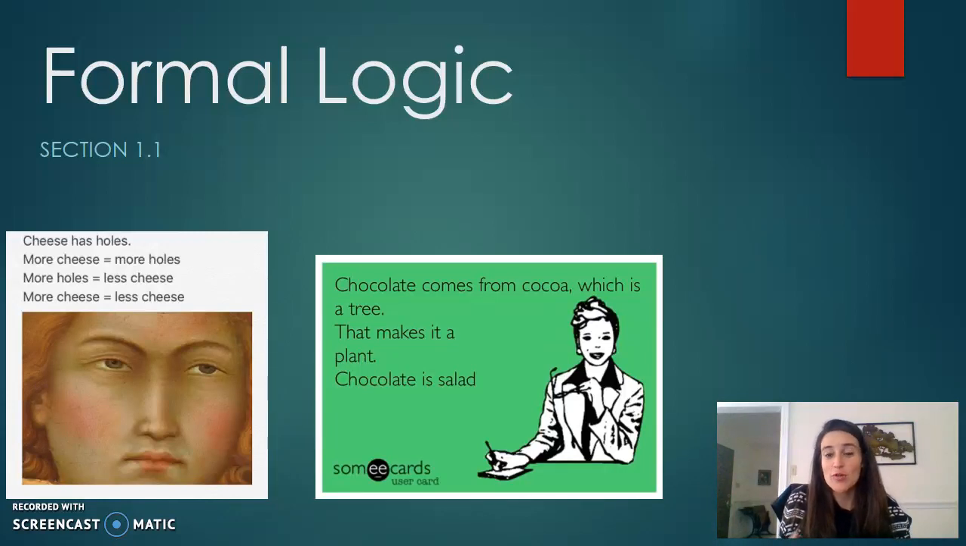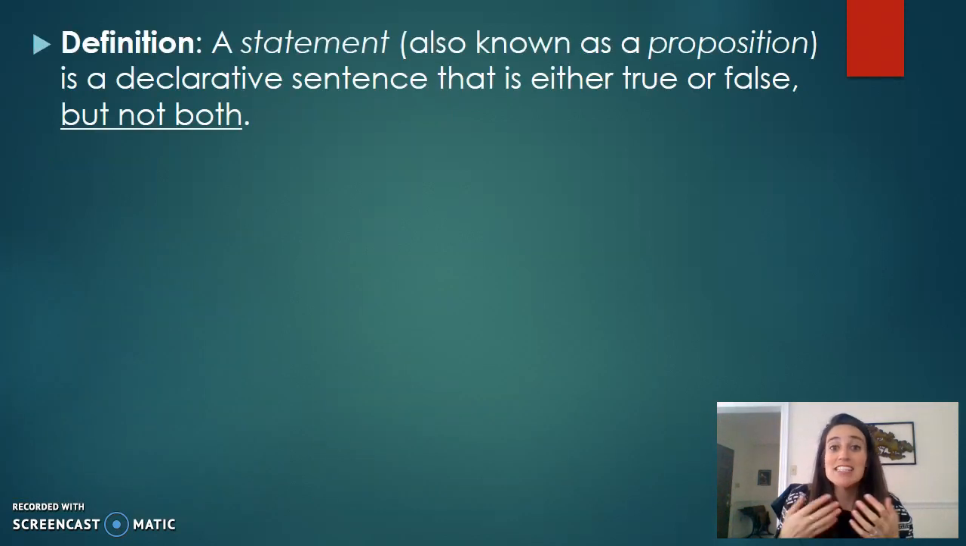In the introduction video, we discussed how Chapter 1 is all about teaching you to communicate mathematically. So we want to be able to translate between English statements and put them into their formal mathematical counterparts. So let's start off by discussing what a statement is. A statement could also be referred to as a proposition. A statement is a declarative sentence that is either true or false, but not both.